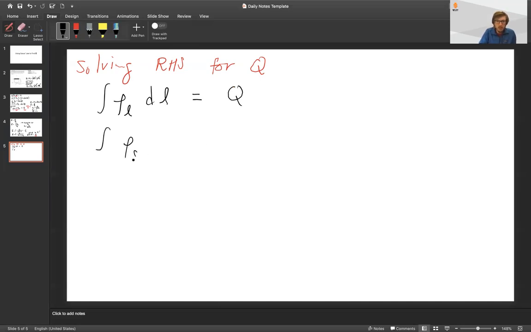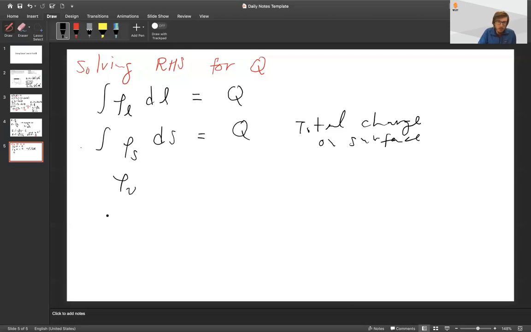Or we're going to need to do a surface charge integral to find the total amount of charge on a surface. Or we're going to have a volume charge, in which case we're going to need to do a volume integral to find the total charge in a volume. And for each region that we're interested in, we need to sum up all of the charges contained in the total volume.